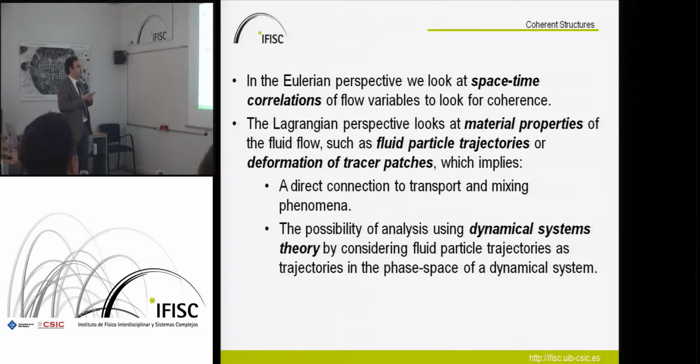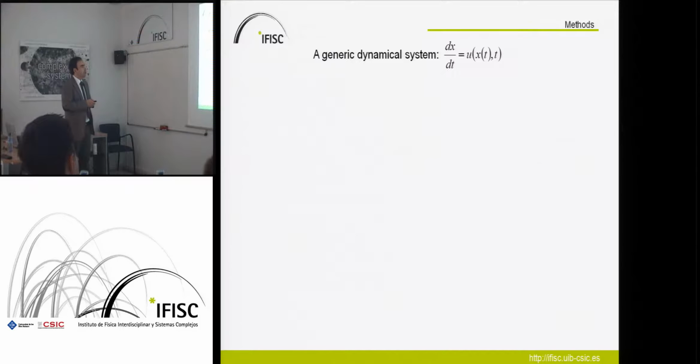And the other possibility is that we can analyze it using dynamical systems theory. And this is done mainly by considering that fluid particle trajectories are the trajectories in the phase space of a dynamical system. So, if you look at the equation for a general dynamical system, and if you think of the x as the position of a particle, then you see that this equation, when solved, will give you the trajectory of this particle under a velocity field u.